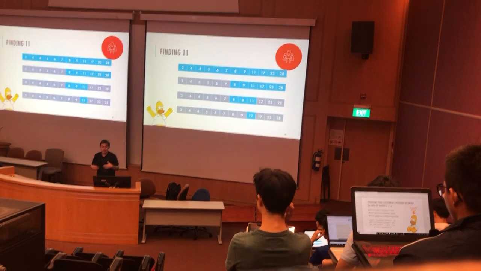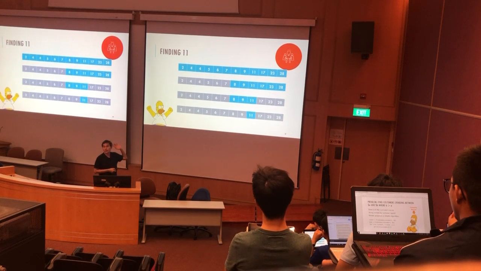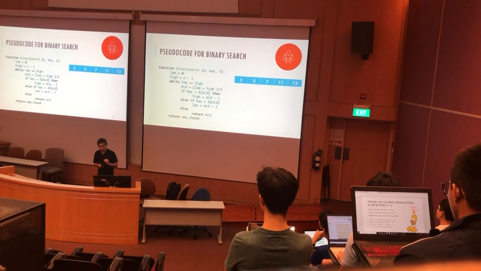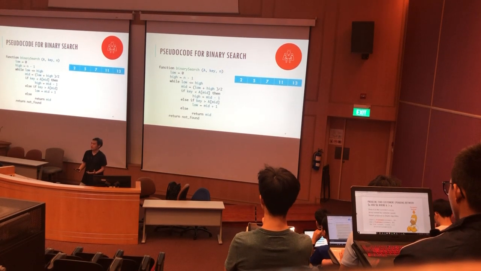So at each point, I'm exploiting the fact that, instead of having to do an entire linear search, you notice I'm not checking every number in my array anymore. I'm being quite clever about which numbers I'm picking in order to find out where 11 is. So this algorithm, called binary search, is a very, very famous algorithm. And this is the pseudocode for binary search.